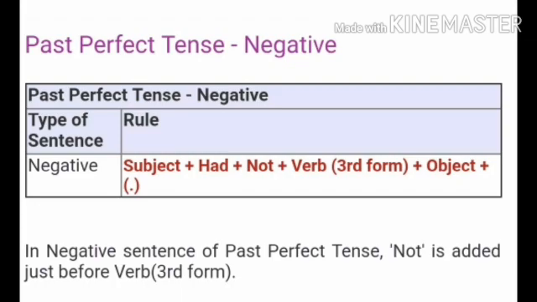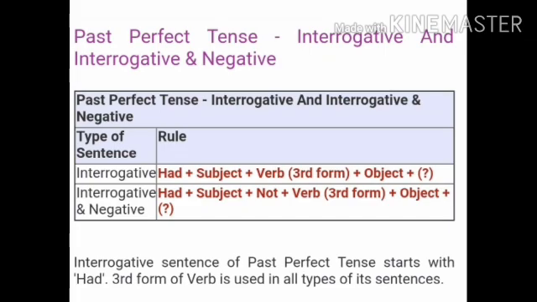The object is followed by a full stop. Now see how we can form interrogative sentences and interrogative negative sentences using past perfect tense. We know that we have had as our helping verb. We will use had at the beginning of our sentence, and our sentence will be interrogative, and the remaining formation will be the same: had plus subject plus third form of verb plus object, and the object is followed by a question mark.